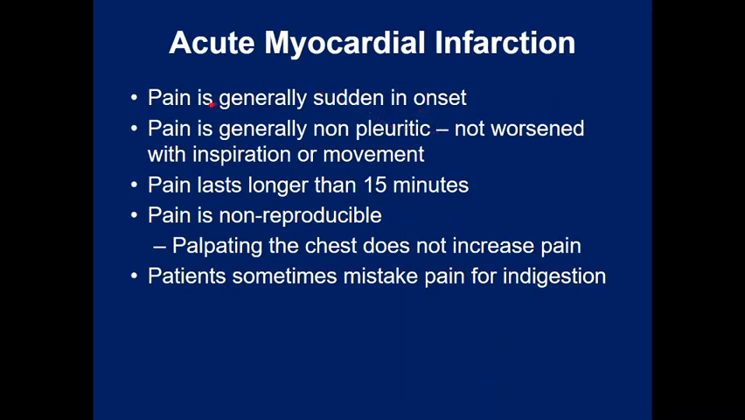I don't know why this is a separate slide, but pain is generally sudden, right? That plaque ruptures, all of a sudden the clot forms, and tissue starts dying. That's pretty sudden. Versus angina, which is gradual, patients might restrict their activities because they have that slow growing atherosclerosis. But an MI is typically sudden. The pain is non-pleuritic, typically. Sometimes it can be. So just because pain is pleuritic doesn't mean it's not an MI. So pleuritic pain means worsened with inspiration or movement. All right. So MI can be pleuritic. So this is like a rule of thumb that leans you in one direction versus another.